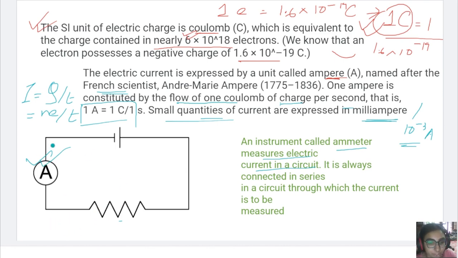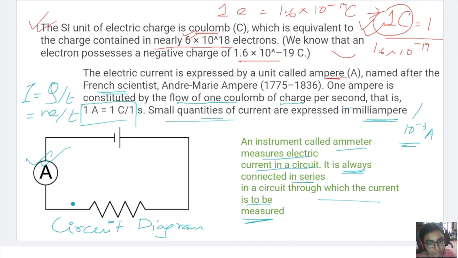Just for your information, this sort of diagram is known as a circuit diagram. Okay. It is always connected in series. What is series and what is parallel we'll talk about in the next session, but just for now remember that ammeters are always connected in series through which the current is to be measured. Okay, so if this is the circuit, then the ammeter is placed in series with it.